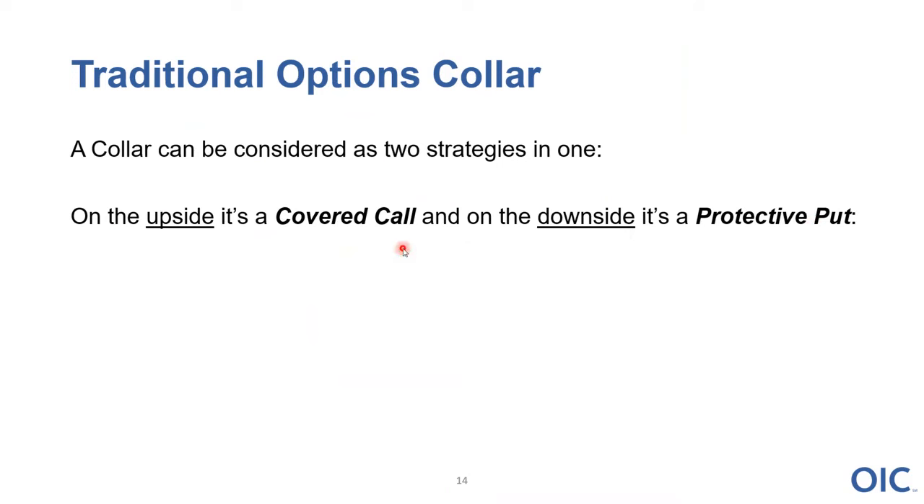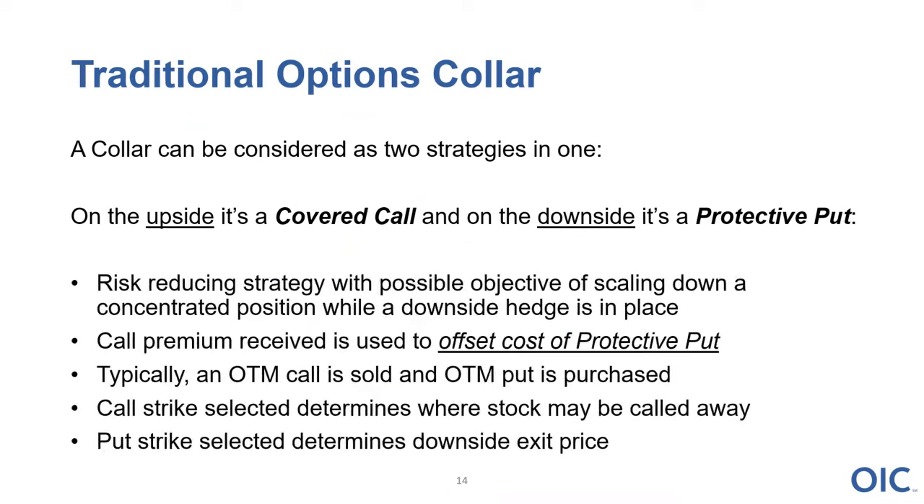Now, I'll point out that we are not doubling the share position. At its lowest denomination here, we are still long 100 shares, short one call option, and long one put. So it's merging the two, but not doubling the share quantity. At its heart, this is a risk-reducing strategy. The motivation here really is the downside put. And often I hear that this is a strategy used to attempt to slowly scale down a concentrated position in a portfolio while there is some downside hedge in place to protect against a large downside move.